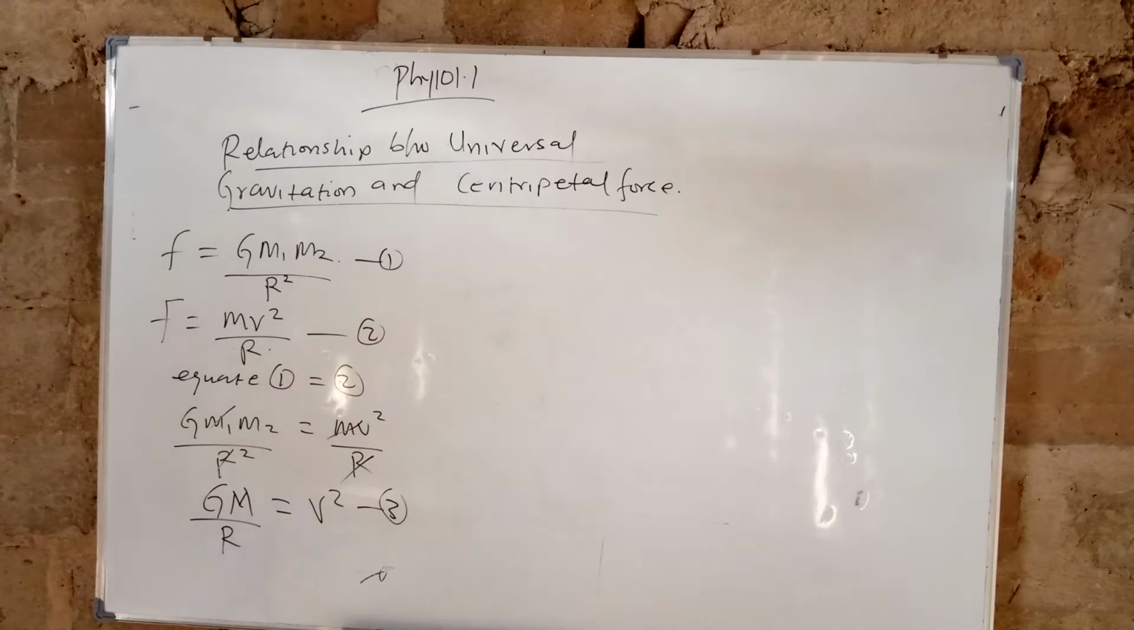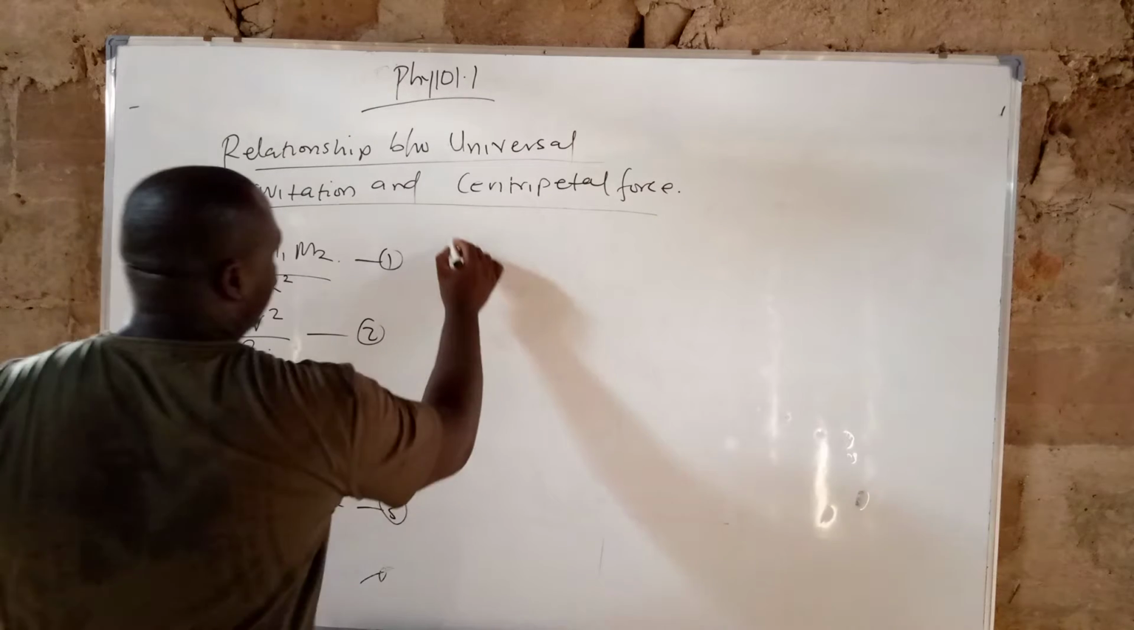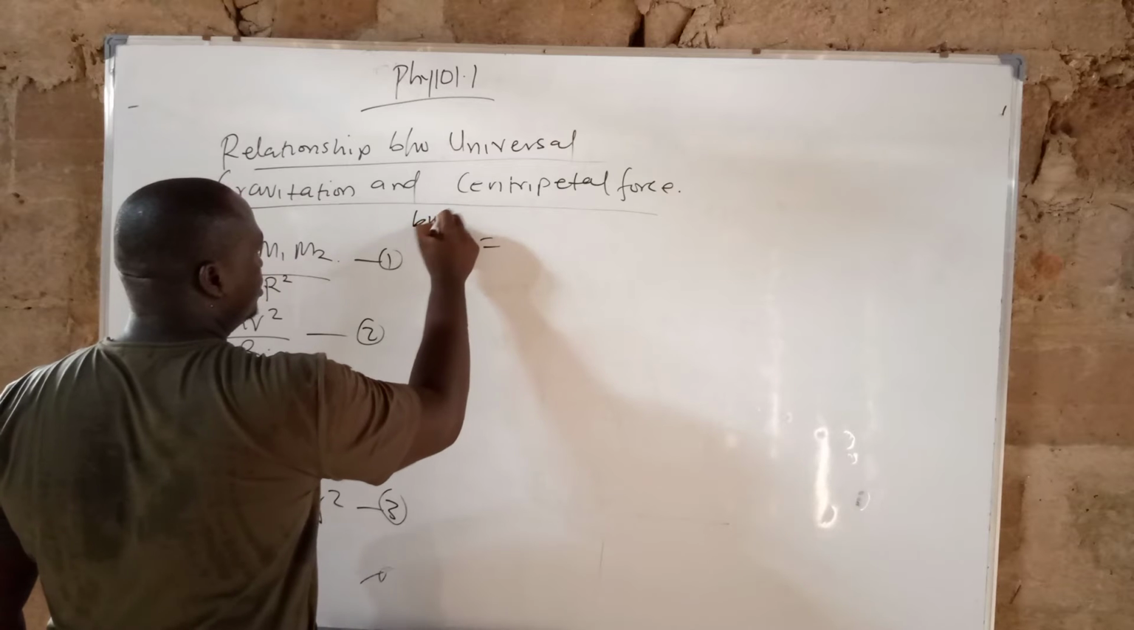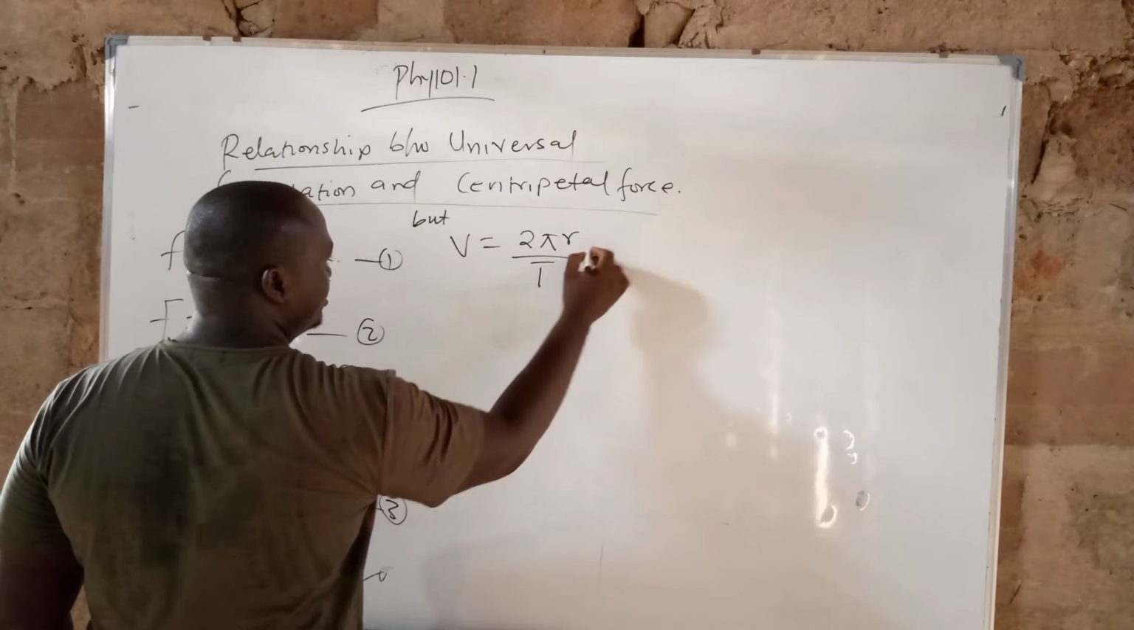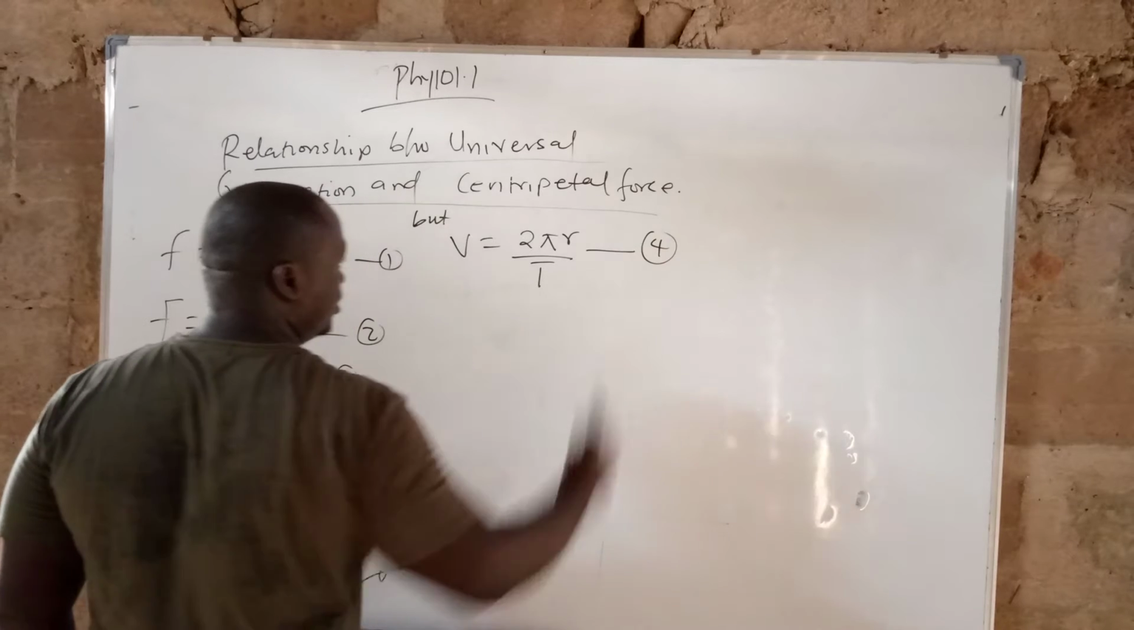Now from equation 3, remember under the conical motion that we discussed, there's a video about it. Endeavor to watch it, please. The uniform circular motion is a video under it. Now remember under it, I told you that v equals 2 pi r all over t, right? This is equation 4. Is it not?